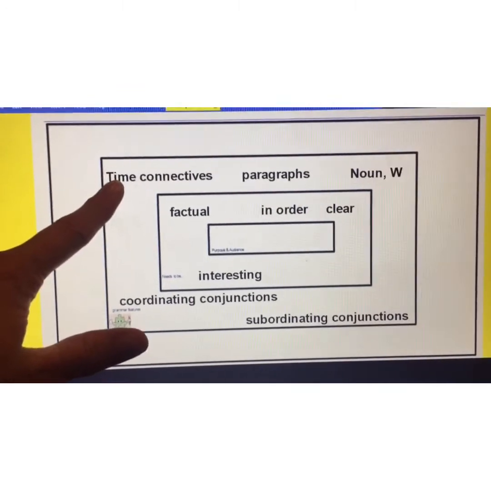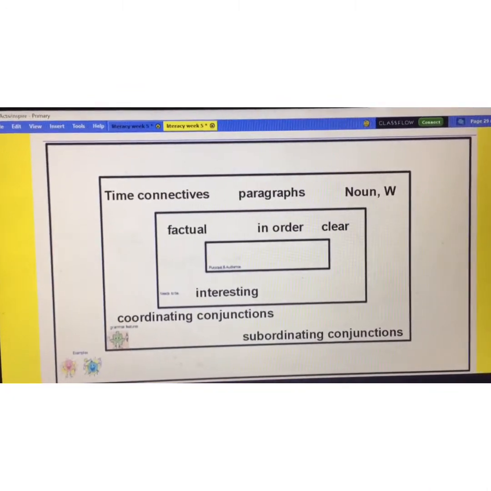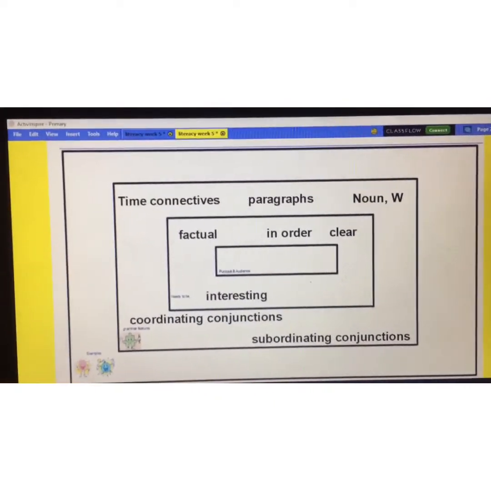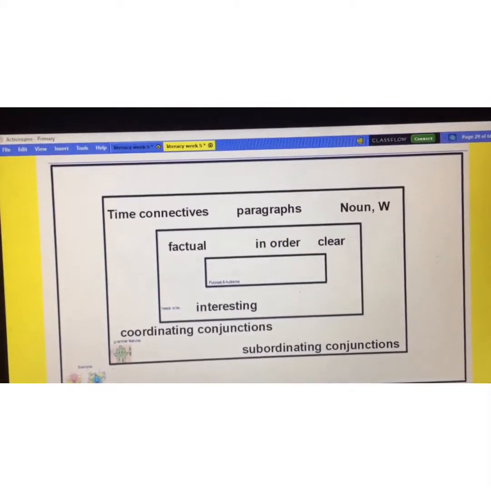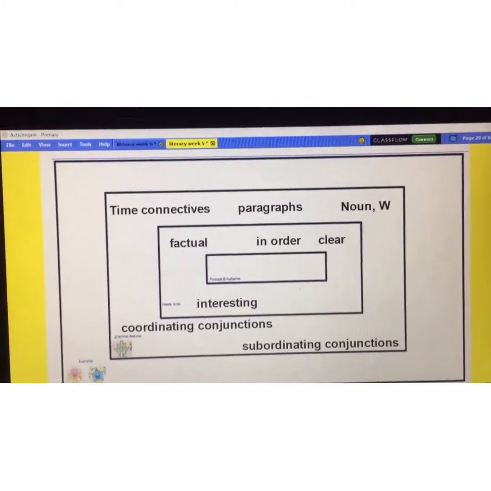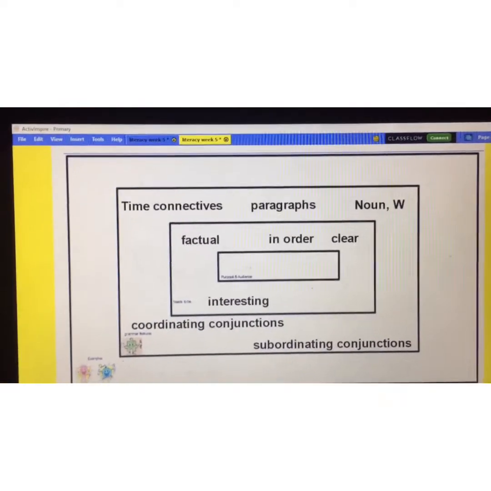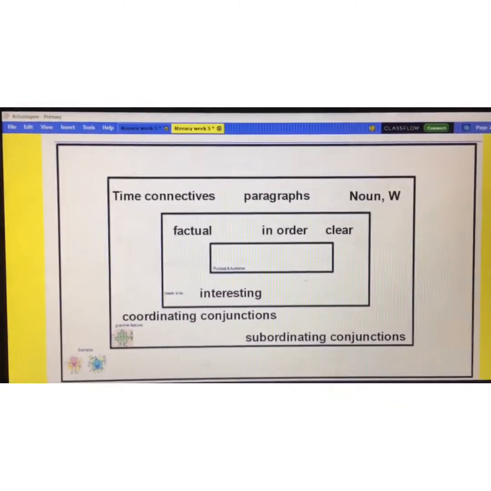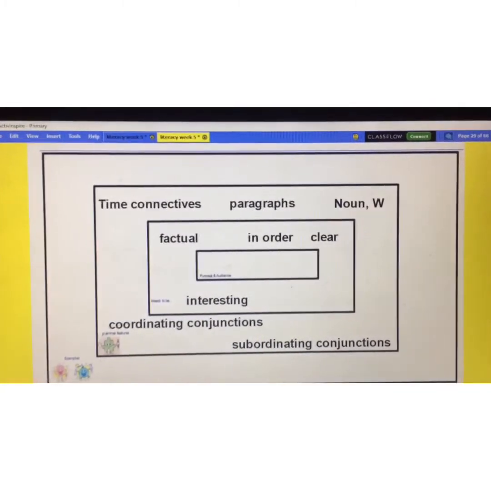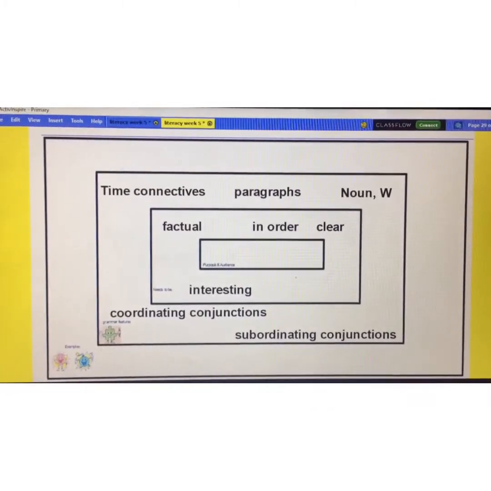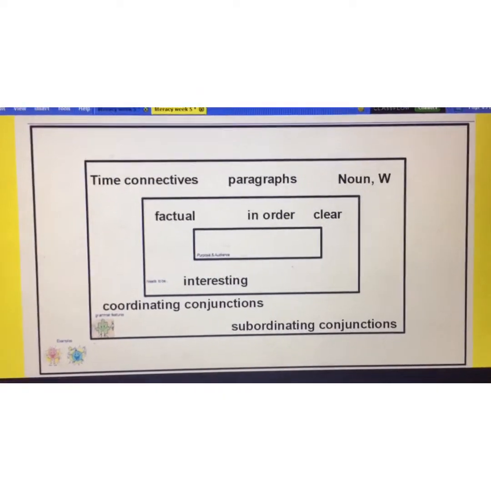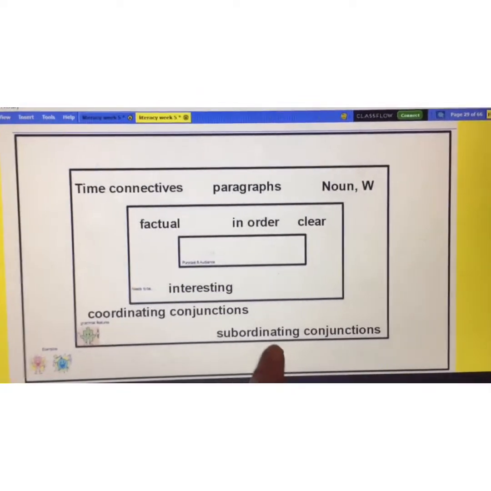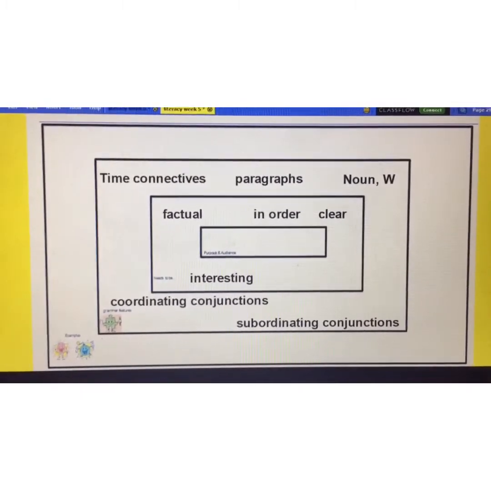Then we've got time connectives or time conjunctions. We've talked a lot about that when we were doing instructions. So they say when the things happen. So first, this happened to this person. Next, this happened to him. When he was a child, this happened. And they go at the beginning of your sentence and they tell us when it happened. Then we have coordinating conjunctions. So these are our conjunctions that go in the middle of our sentences, like and and but. They're coordinating conjunctions. And then we have our subordinating conjunctions, which we've talked about.